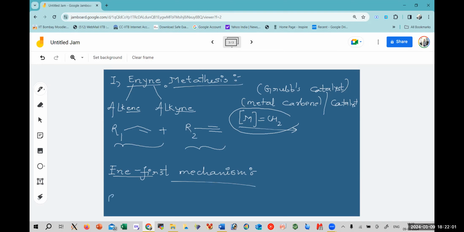How it works: we have R1 and we have this CH2. As we know, if I write it this way, this bond will come here, this will come here. This is just a rearrangement. So we have R1, here it would be M, and the other part would be CH2, right? Now it would undergo the rearrangement step.